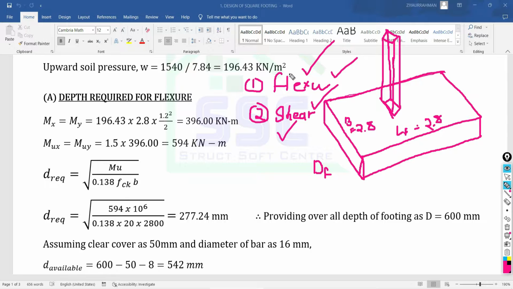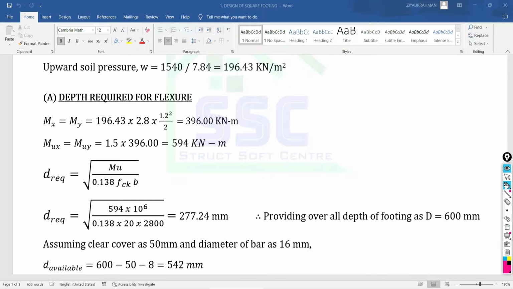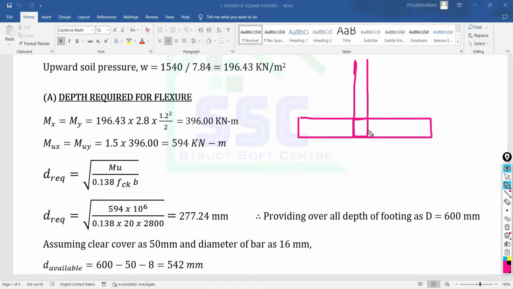So what does it mean by the flexural depth requirement? What does it mean by the shear depth requirement? We are trying to understand in detail. So what does the flexural criteria mean? Let's consider the sectional elevation of your footing. Suppose this is your footing slab, and over that a column is coming. Here, the portion which is under this column, we are going to consider as infinitely stiff.